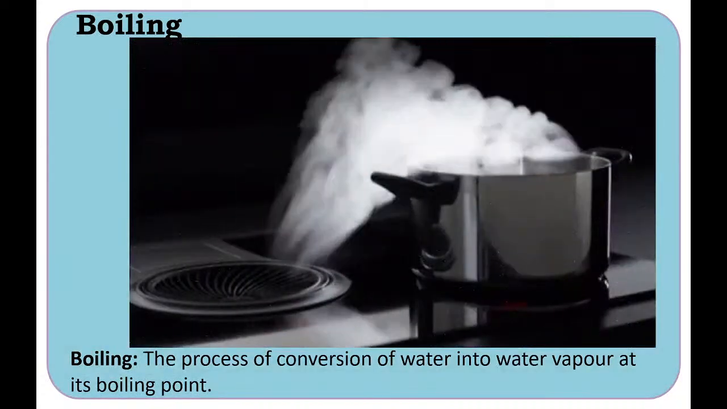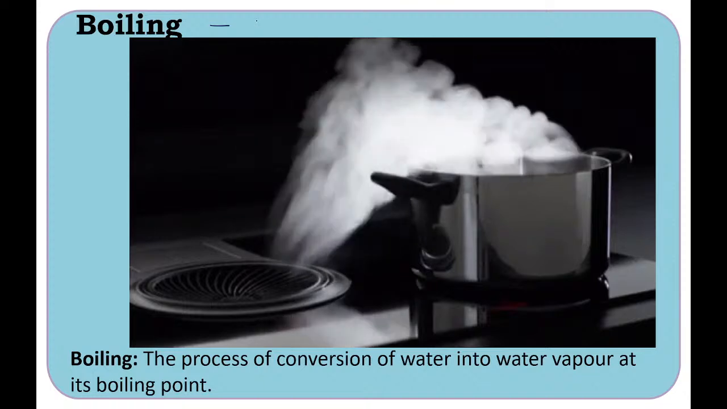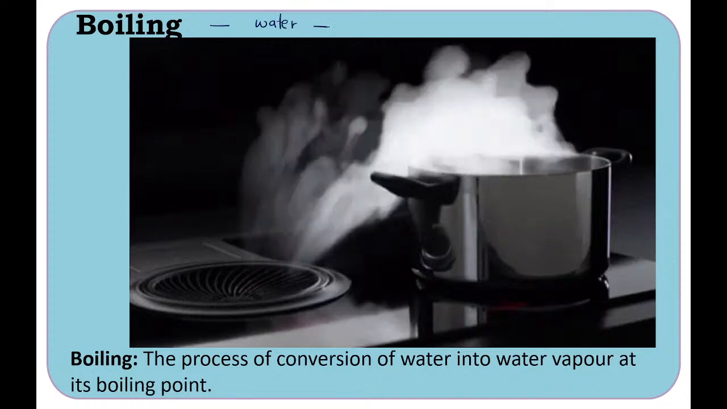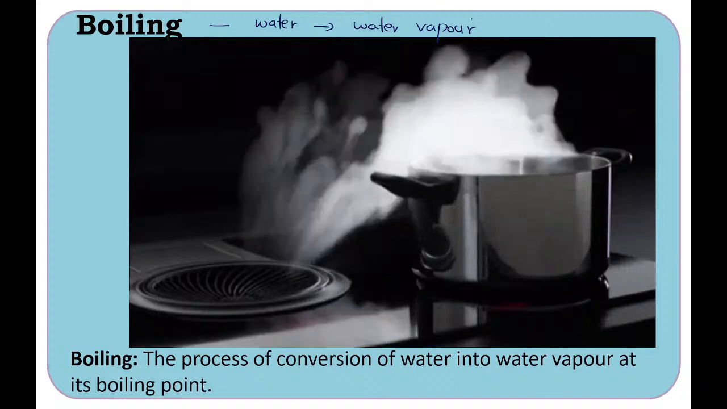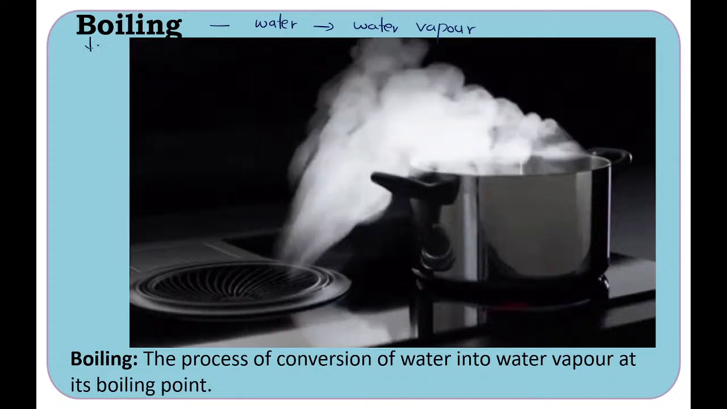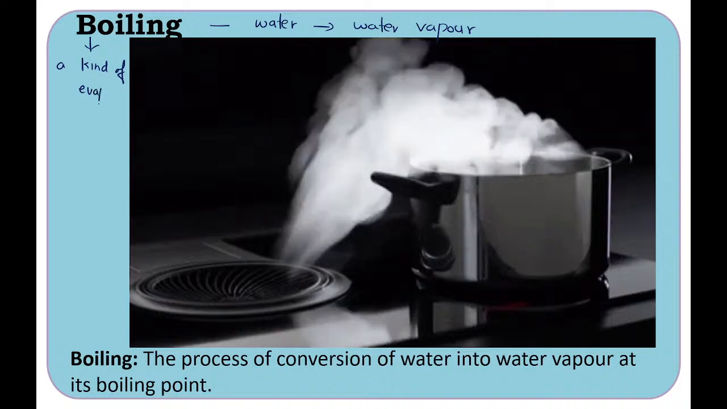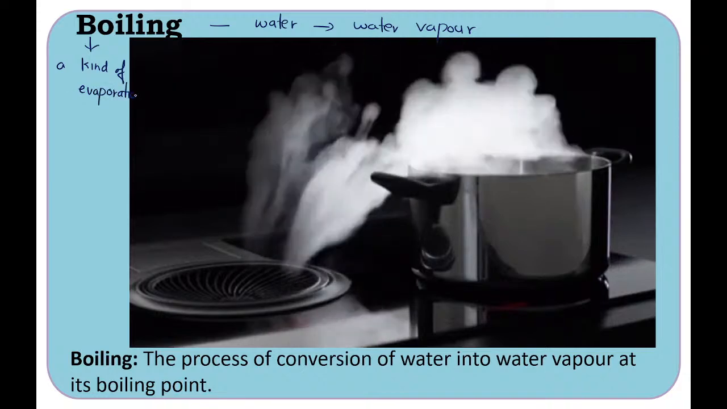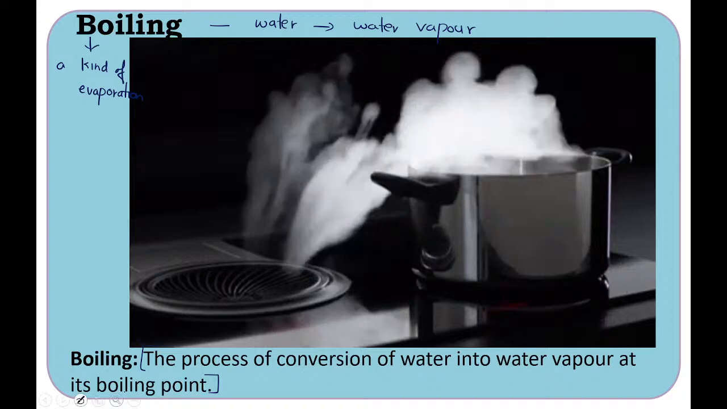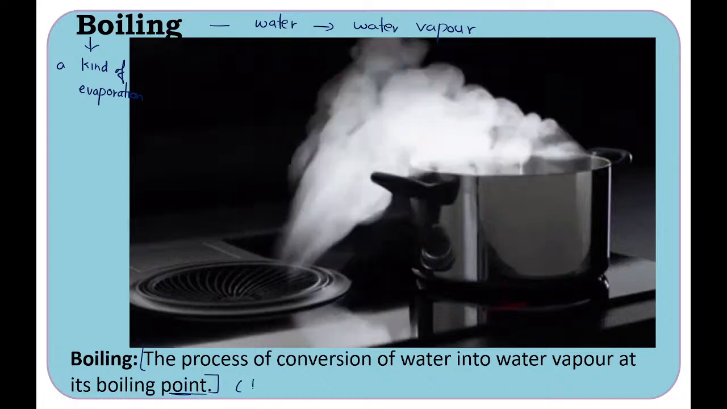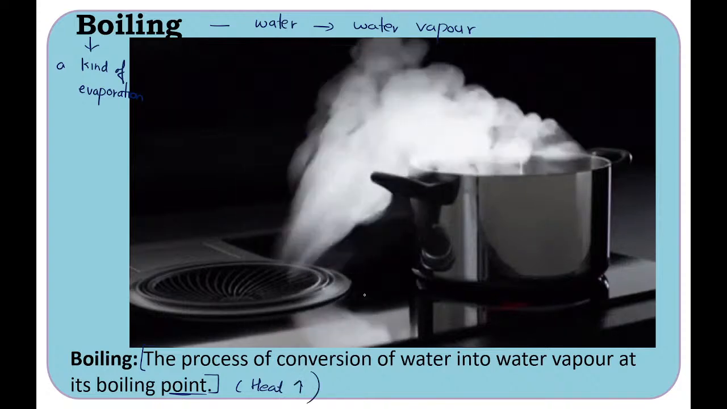Now boiling is also the same as evaporation. What is the difference? In boiling, the water is getting converted to water vapor. Again the same, but boiling is also a kind of evaporation. But what is the difference in boiling? The difference is we boil the liquid at its boiling point, or we supply a lot of heat. Heat is supplied in huge quantity. The liquid is boiled at its boiling point.